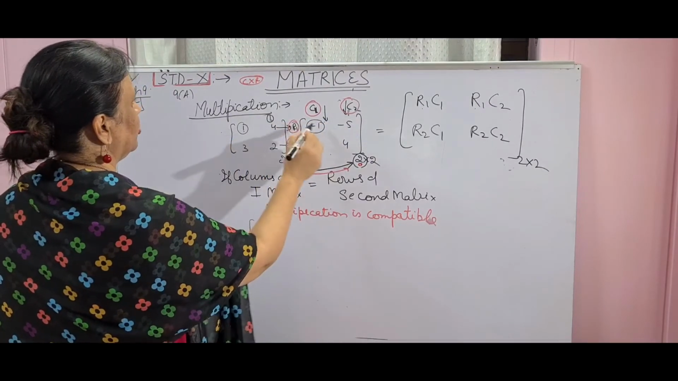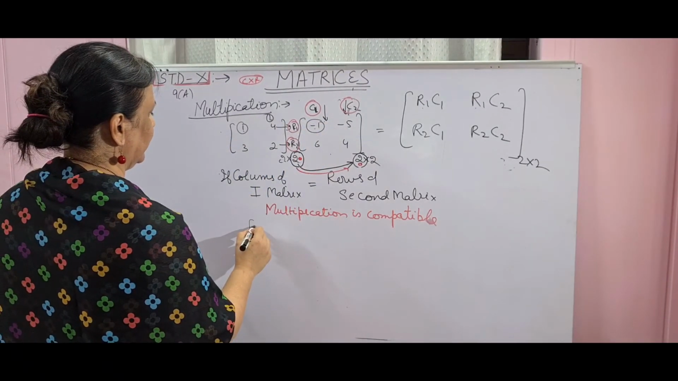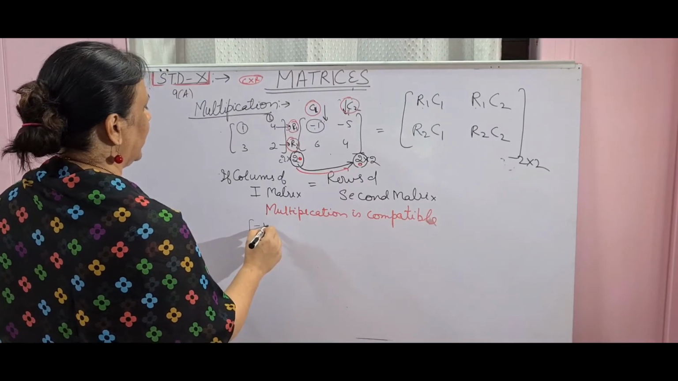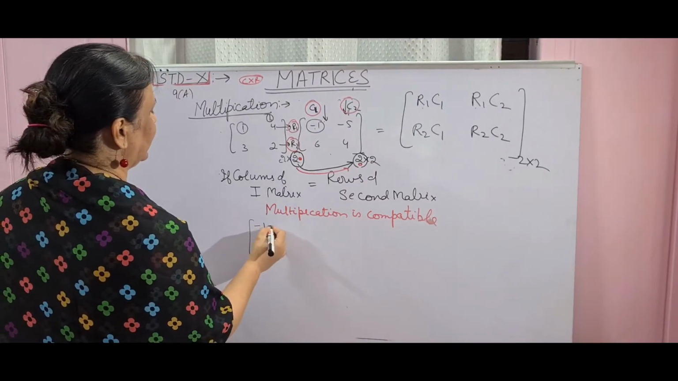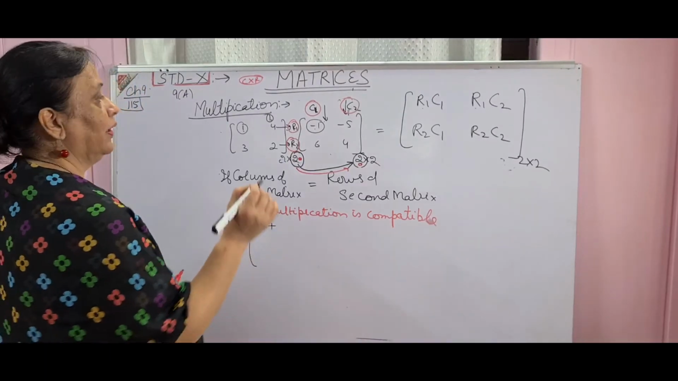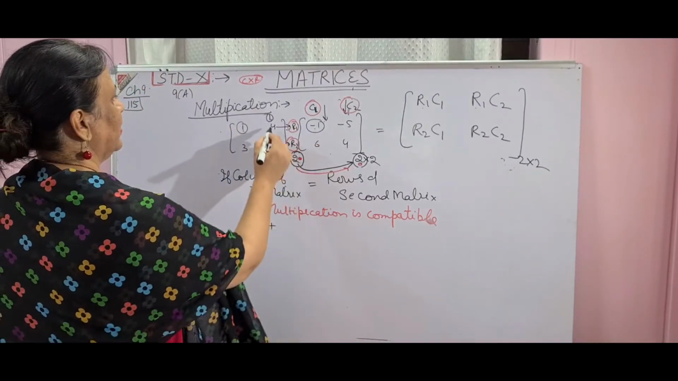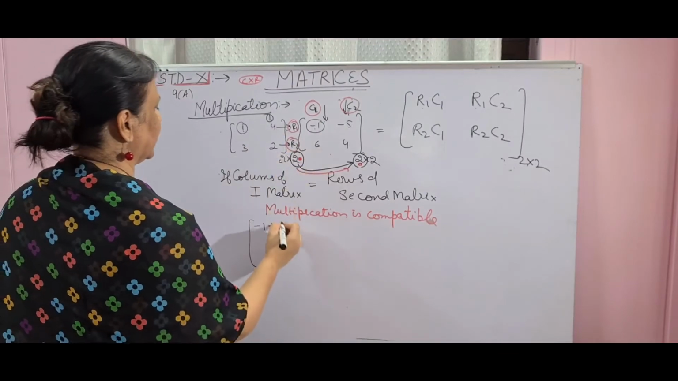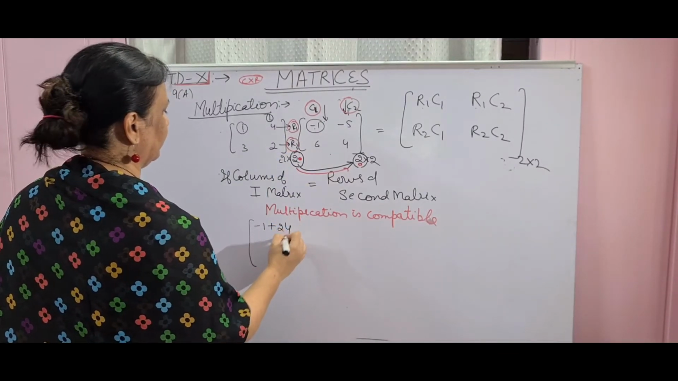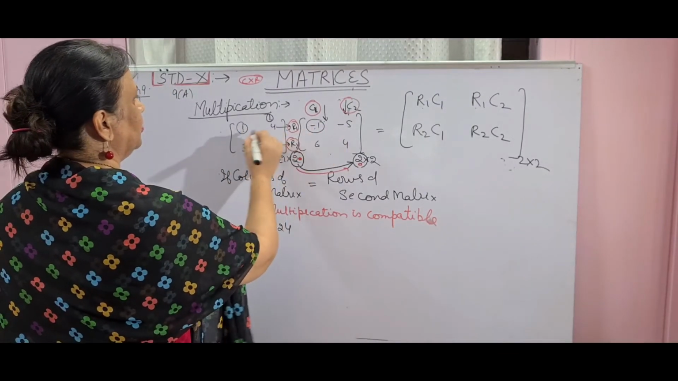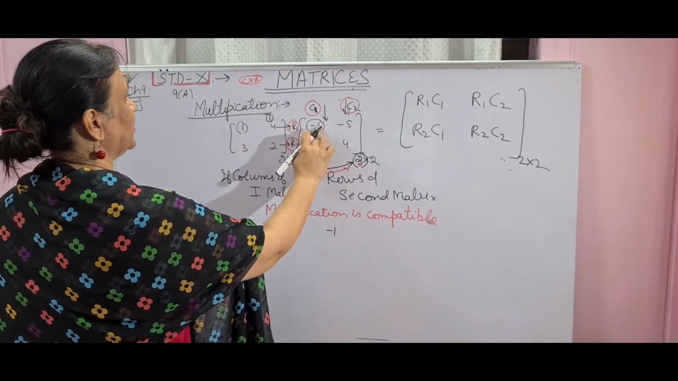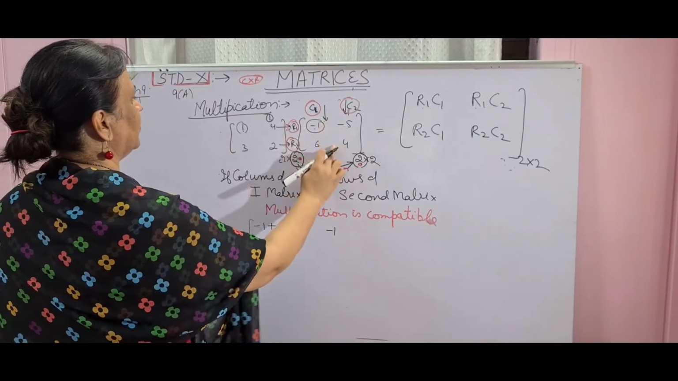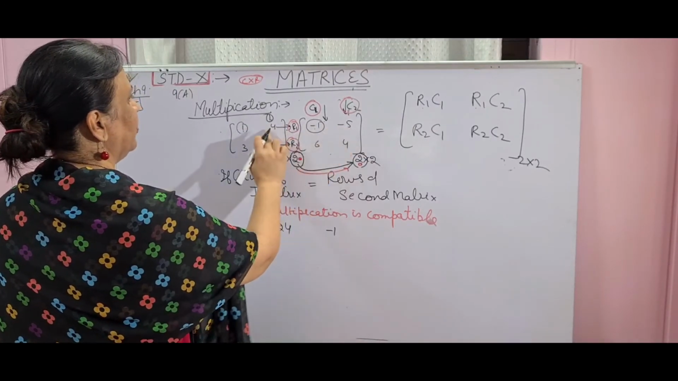Corresponding elements: 1 into minus 1. So 1 into minus 1 is minus 1, and always there is a sign of plus in between. Always add unless some different sign is given. 1 into minus 1 plus 4 into 6, 24. Then 1 into minus 5, row 1, column 2. 1 into minus 5, 4 into 4.